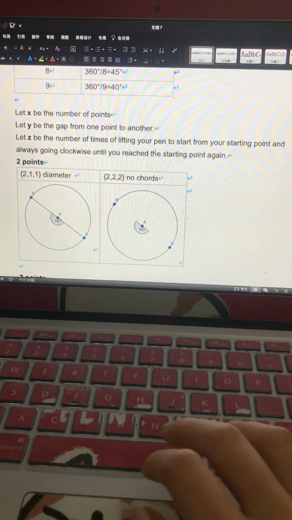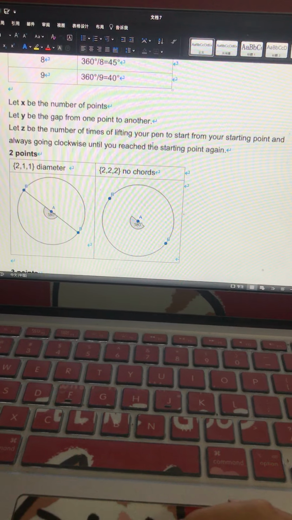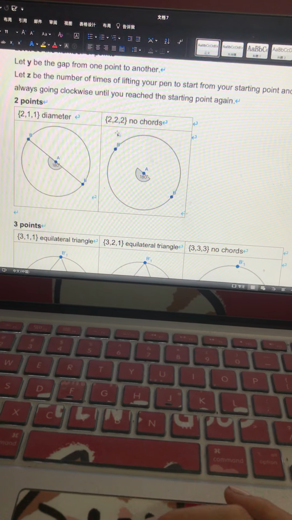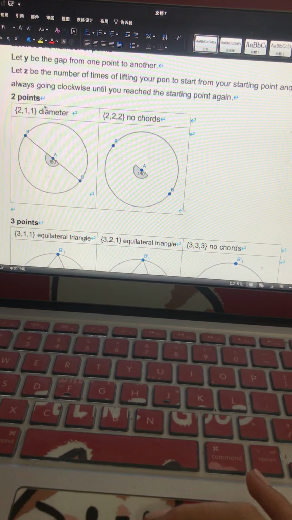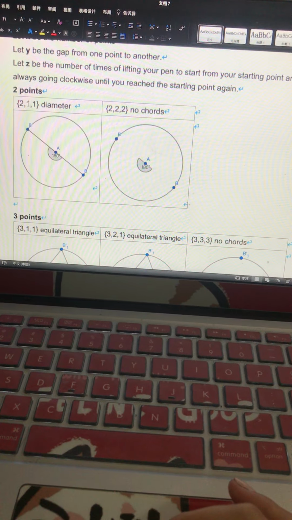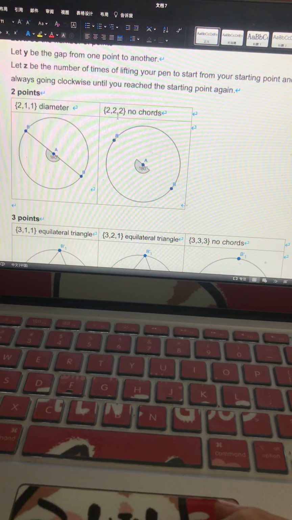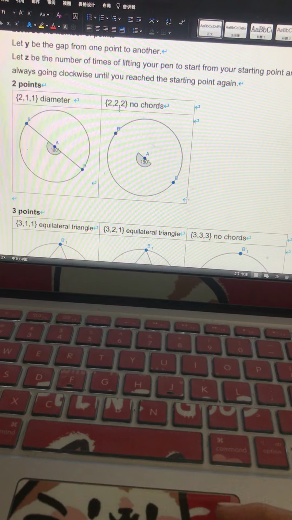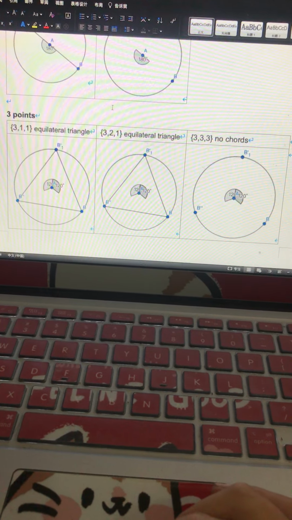So basically, in this assessment, every point will need to be touched. So the first 2 circles, 211 and 222, are circles with 2 points. The first one is a circle with 2 points and the gap is 1, and I pick up my pen 1 time. And the second one will be the gap of 2 and I pick up my pen 2 times. And the following will be circles with 3 points.